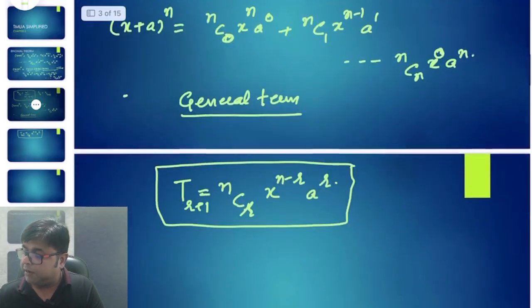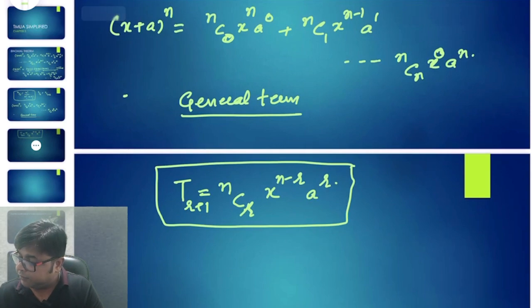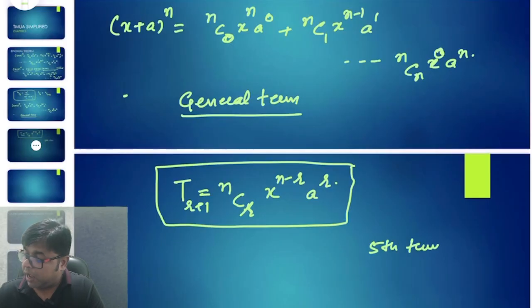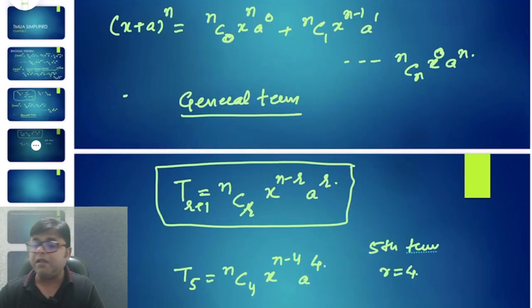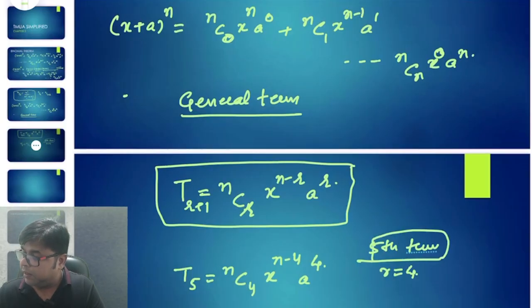Like if I have to find the fifth term of this expansion, I will put r as 4, because 4 plus 1 is 5. So T5 will be nC4 x to the power n minus 4 and a to the power 4. So this will be the fifth term, not the fourth, but the fifth term. Since r starts from 0, 0, 1, 2, 3, 4 will give me the fifth term, right? So this is something which you have to understand.